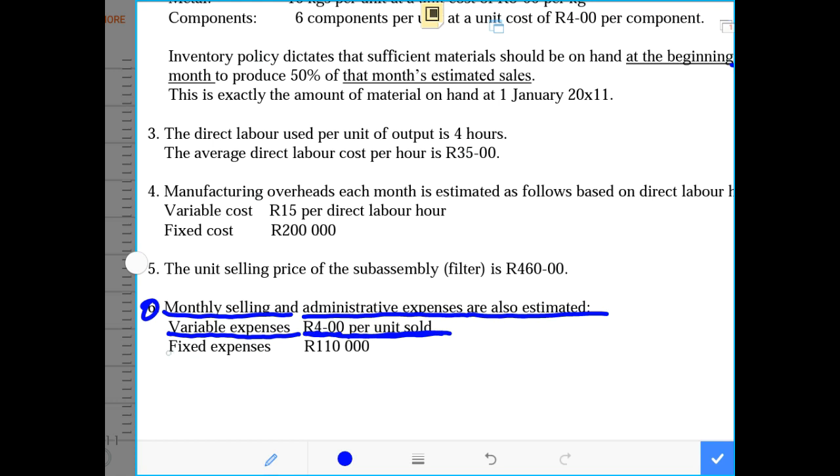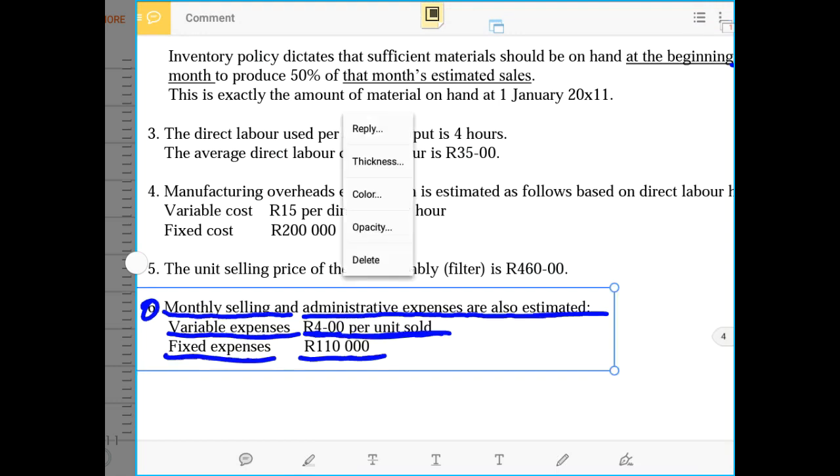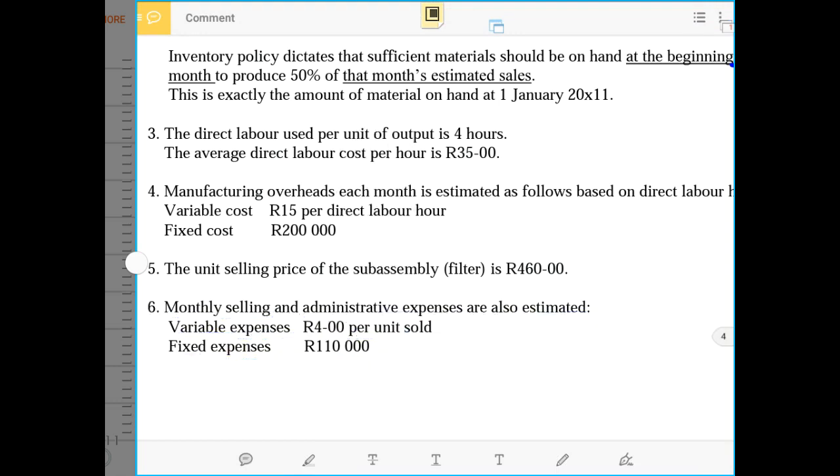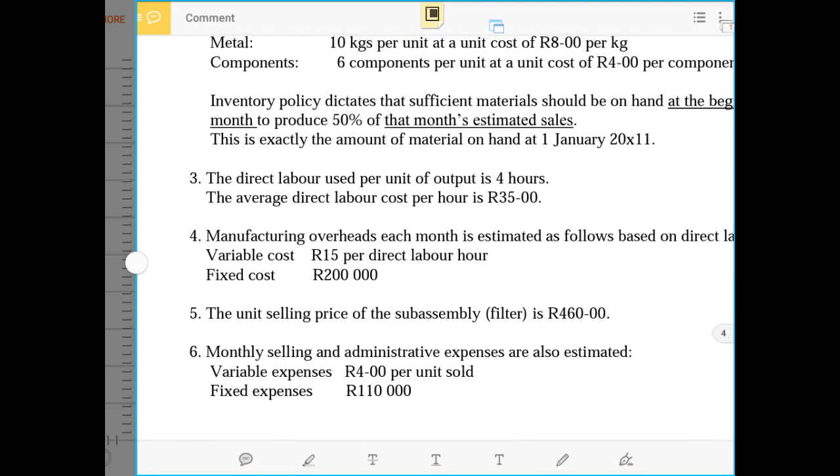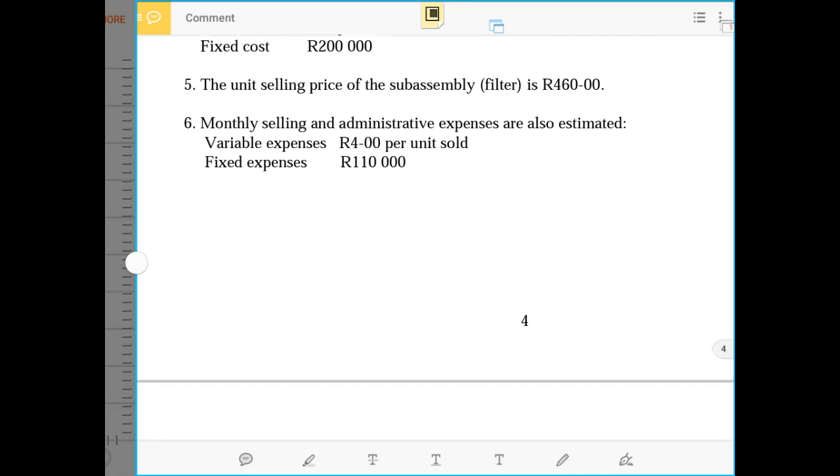Then we are also given fixed admin expenses as 110,000 Rand. So now I will go through that. However, for number 6, we are not given the instruction to apply number 6, and also we are not given instructions to apply number 2. However, I will explain more, especially number 2, because it is very crucial.